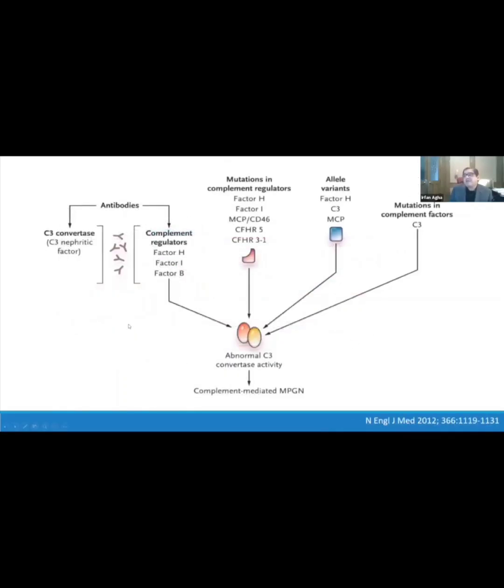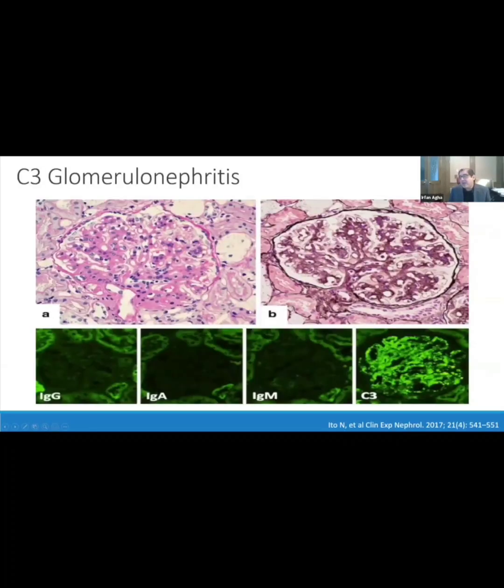Like I said, there can be many different things that cause this hyperactivity on the alternate complement pathway side. You could have antibodies called C3 nephritic factors, which can cause increased activity. You can have mutations in complement regulating genes, or mutations in complement factors. There are certain activating mutations in C3 as well as factor B that can lead to hyperactivity of the alternate complement pathway. And this is what happens. Your light microscopy looks exactly like an MPGN kidney should look. When you look at immunofluorescence, IgG is negative, IgA is negative, IgM is negative, but the C3 is lighting up like a Christmas tree. So this then is C3 glomerulopathy.